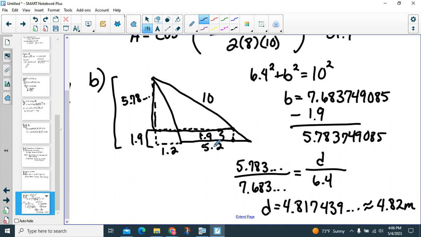All right, so you put the little X, the little sticker, 4.82 meters from the front of the stage. Right, and that would tell us where they could stand and still be lit up.